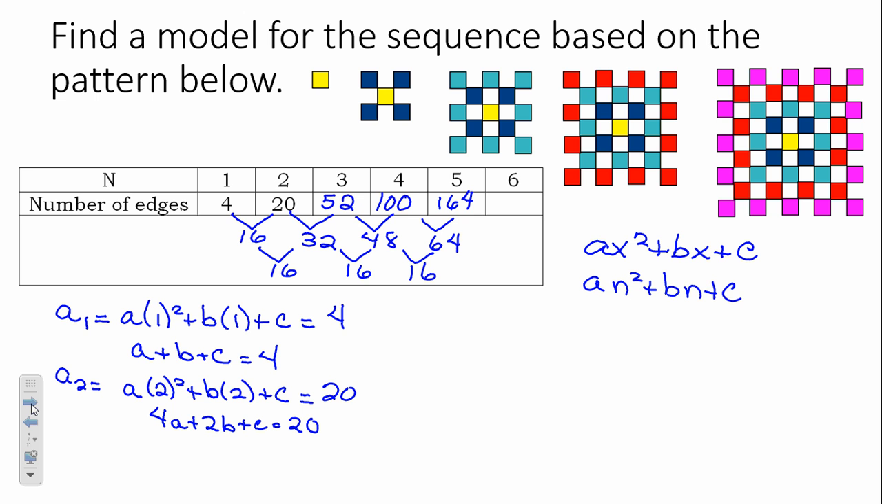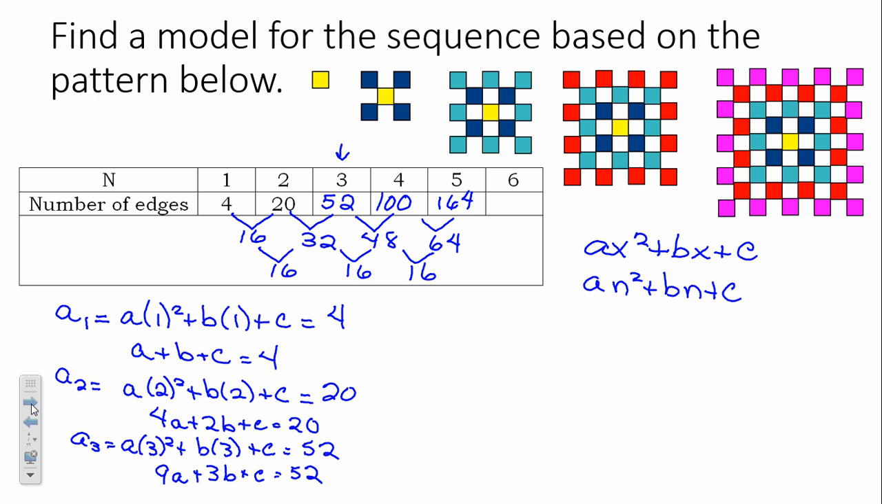Okay, third equation, let's use 3 and 52. So a sub 3 equals a times 3 squared plus b times 3 plus c, and that should be equal to 52. So 9a plus 3b plus c is 52. Okay, now I've got 3 equations with 3 unknowns. How do we solve a system of equations with three variables? We use subtraction, elimination. We can use matrices. We have all kinds of tools in our belt, right?